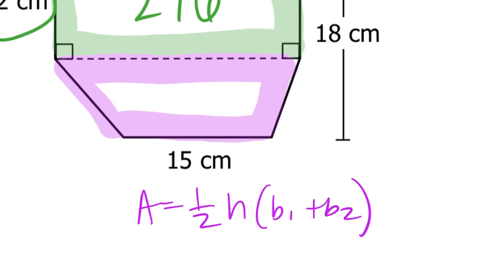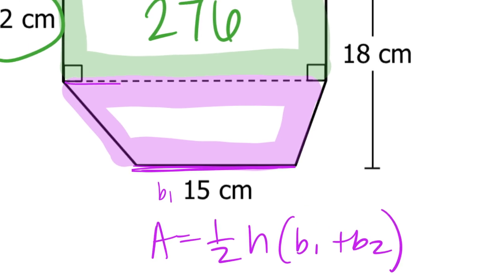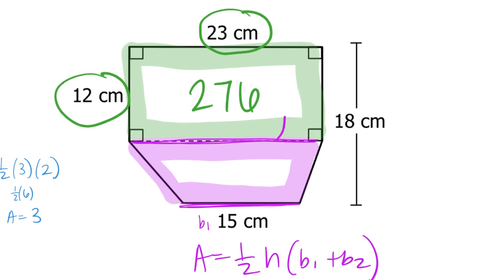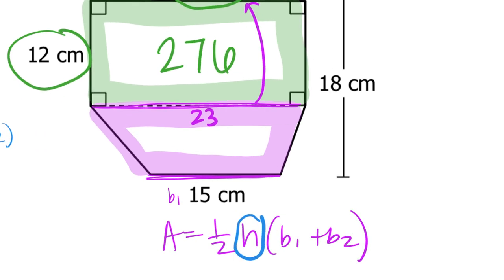All right, so let's work on finding all the information that we need. The bases are the parallel sides, and we do have those. This one's 15, so that's one of our bases. The other one is this side right here, and we know the length of that because it has to be the same as this side up here. So that's 23. All we're missing is the height of this trapezoid.